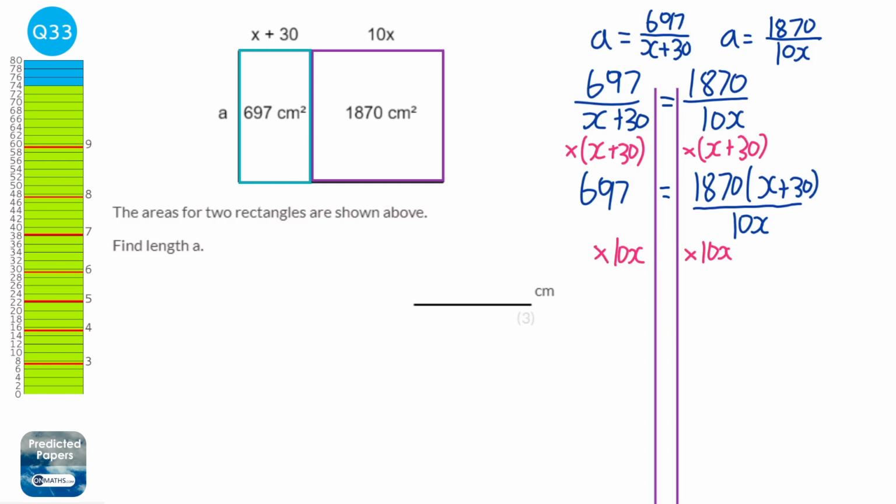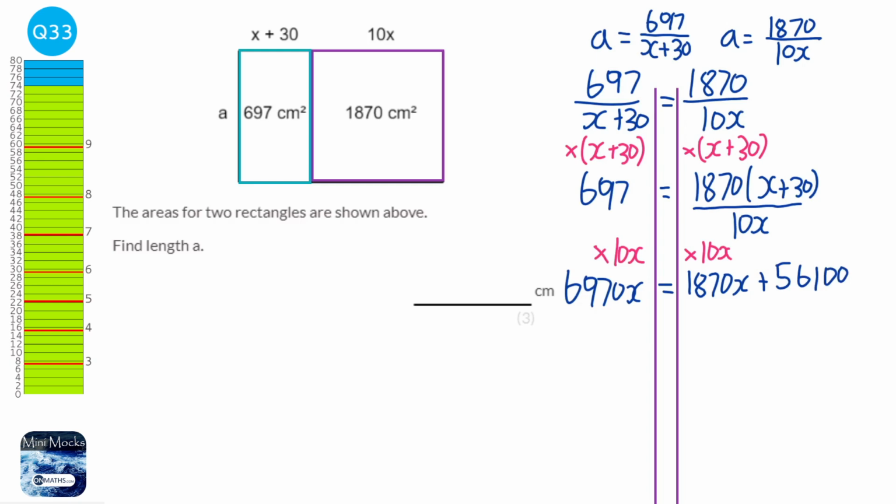So we've got 697 times 10, which would be 6,970x, because it's 10x. It won't actually do anything to the right hand side, but I am going to expand the numerator. It just gets rid of the denominator. So let's expand while I'm here. That would be 1870x plus, was it 56,100? I believe that's right.